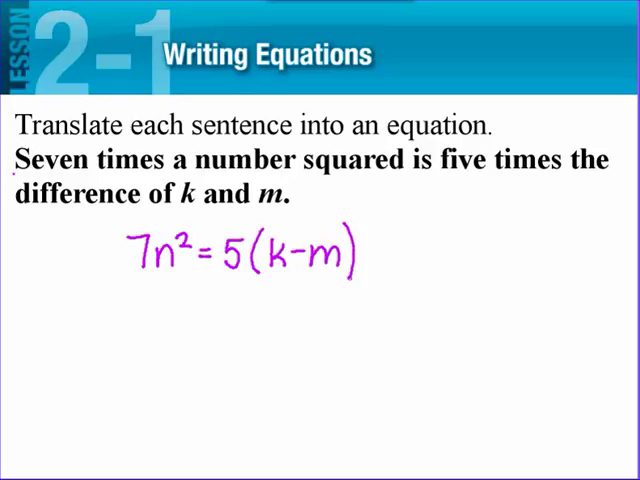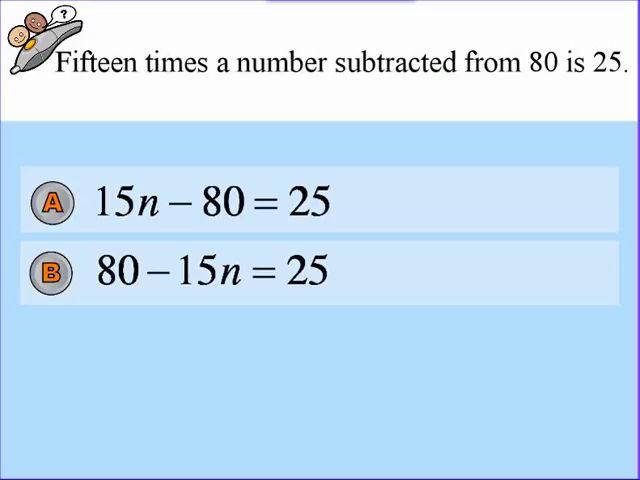So not only are you going to have to write an equation based on words, you're going to have to do it the other way as well. You're going to be given an equation and you're going to have to put that into words. Let's look at the next one. Which one is that? 15 times a number subtracted from 80 is 25.